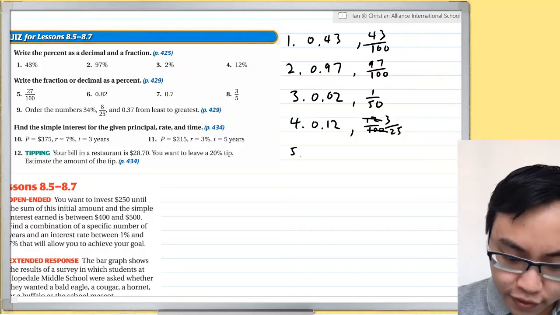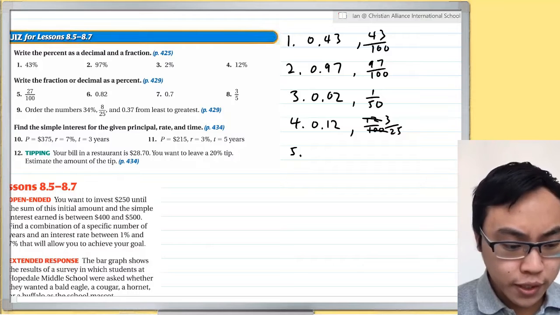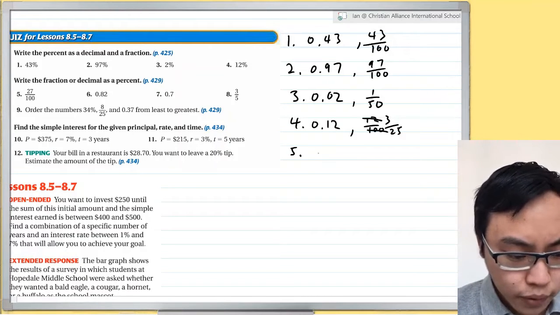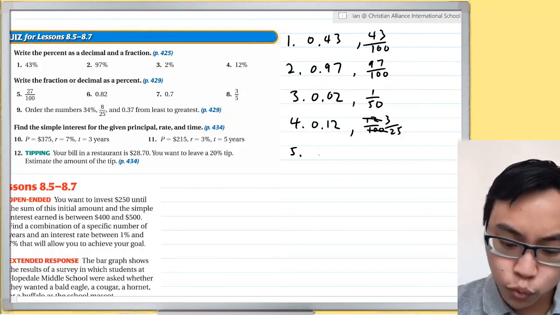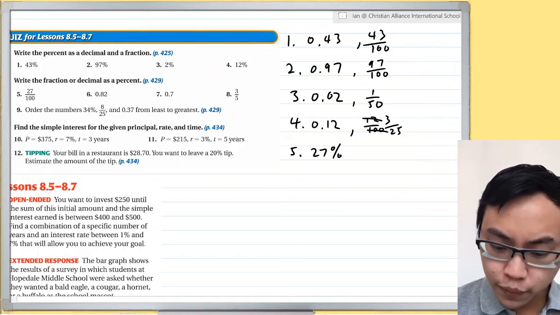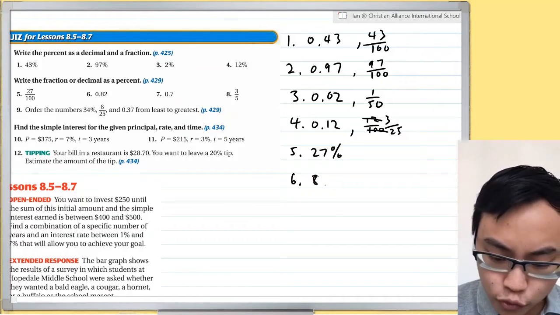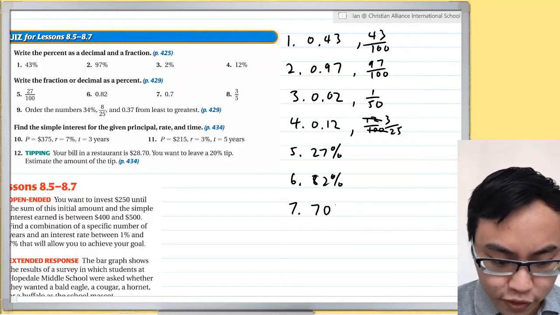Question 5. Write the fraction or decimal as a percent. So 27 over 100, that's 27%, fairly simple. Question 6, we have 0.82, that's 82%. Then question 7, 0.7 is 70%.